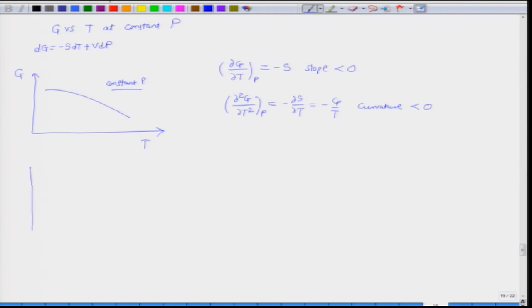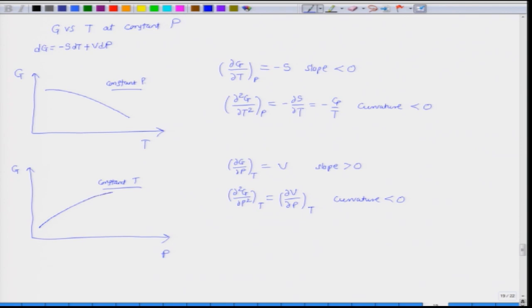What about variation of G with P at constant temperature? Again, if we try to see the slope, dou G by dou P at constant T, from the equation of state we know it is volume, and volume is always positive. So, the slope should be greater than 0, and the curvature, which is the second derivative, dou V by dou P at constant T, is negative or positive? Right. At constant temperature, if you increase the pressure, the volume will decrease. So, dou V by dou P is negative, and so the curvature is less than 0. So if you plot G versus P at constant T schematically, it will have a shape something like this.